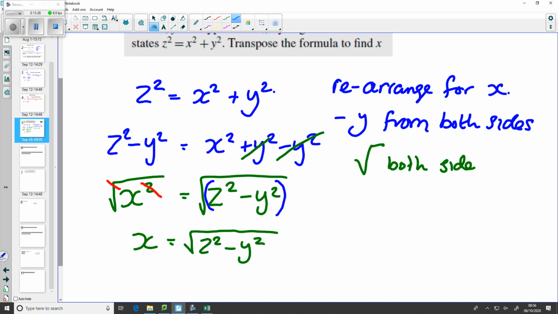Brackets first, indices. So these indices are inside the brackets, so they get done first. Then the subtraction that's inside the brackets, and then lastly, the square rooting. Whereas this is just one number squared with the square root applied, so they cancel. Okay?